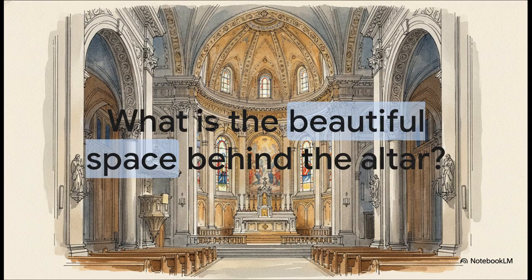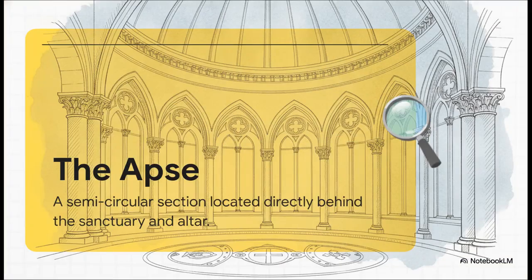I want you to just mentally picture yourself sitting in a church pew. You're looking straight forward, down the main aisle, toward the very back of the building. Your eyes naturally rest on that stunning, usually highly adorned, curved space rising up directly behind the altar. It's majestic, it's prominent, and it completely commands your attention. But what is it actually called? Well, this hidden secret in plain sight is called the apse.